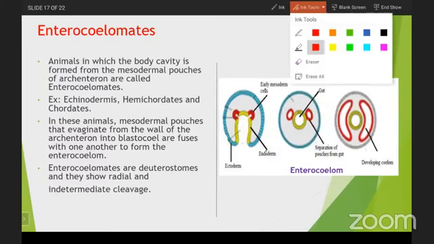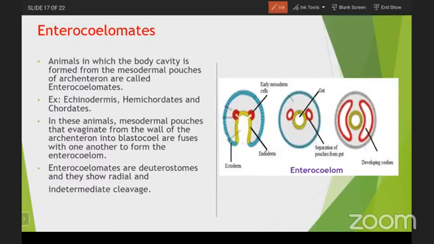Enterocoelomates. It is somewhat different from the first one. Animals in which the body cavity is formed from the mesodermal pouches of the archenteron. Here also pouches are produced from the mesoderm, but they are attached at the archenteron. So this is the archenteron, and these are the pouches formed from that particular portion. Mesodermal pouches, where are they located? At the place of the archenteron. And if the coelom is formed from that, it is called the enterocoelom.